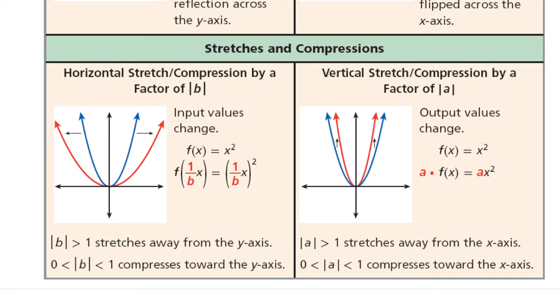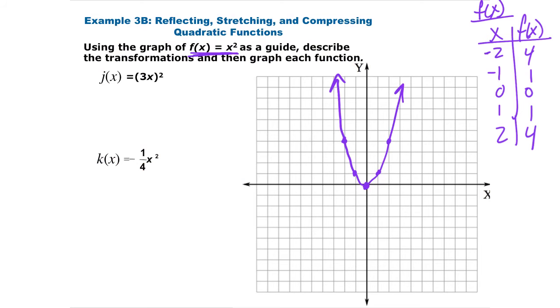If a is between 0 and 1, it's going to move it towards the y-axis, which will make it look wider. All right, here we're going to do some examples. We're going to start with our parent function f of x again. I've graphed that in purple, but this time I'm being a little more precise, and I've made a table of values over here that match my points here.